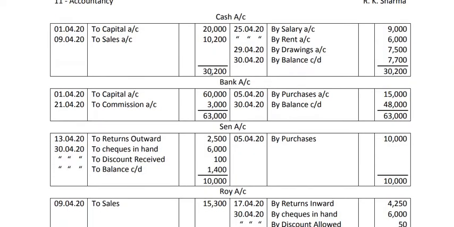So after posting these entries, we know that 1, 2, 3, 4, 5 figures are there. Now total of these sides come to 30,200. Okay. So this side total is less by 7,700. This is called by balance c/d 7,700. Remember, this balance is to be done on 30th April. So I have written 30th April by balance c/d 7,700. This is the debit balance of cash account. Okay. So we shall go in this way.